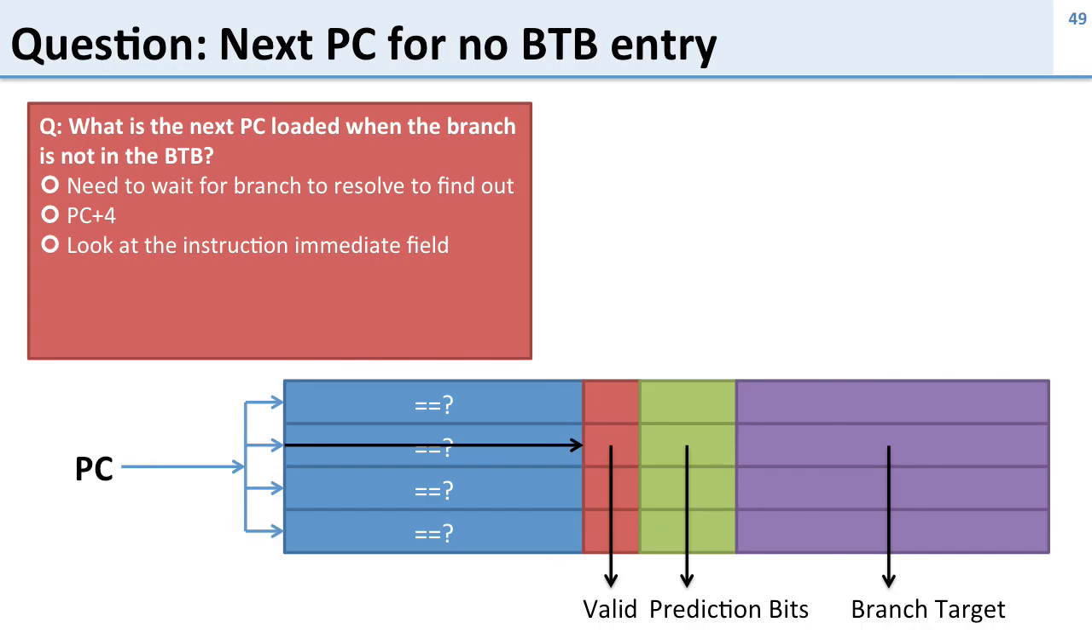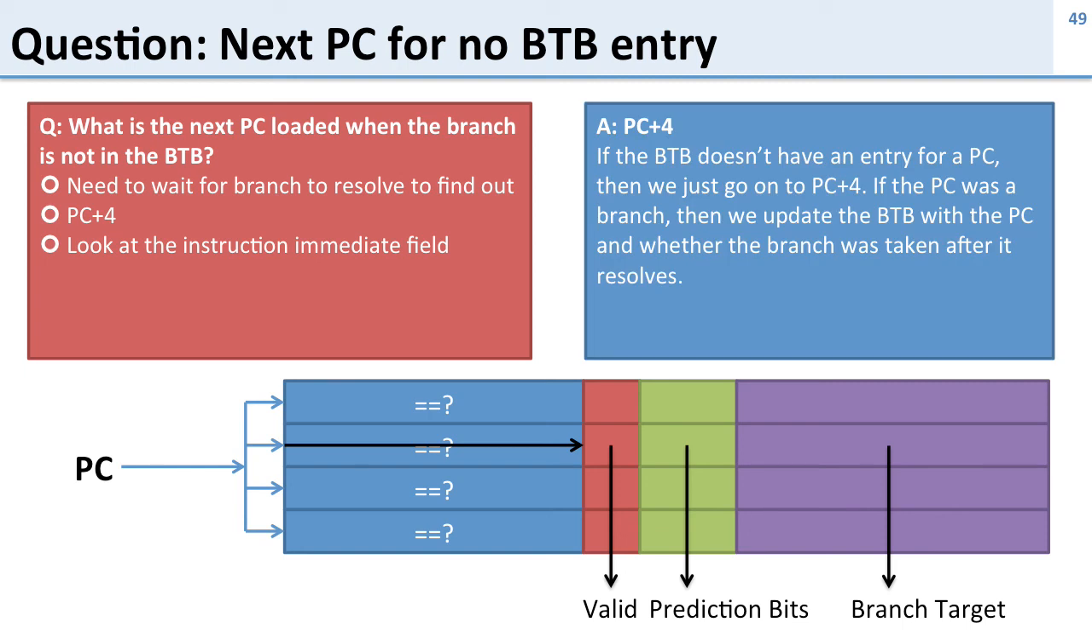So if the BTB says it's not a branch, what's the next PC that we load? Well, here we're going to do the standard thing. We're going to go PC plus 4. The branch target buffer doesn't have an entry for it, so we're going to assume that we go on to the next instruction. If it turns out that that instruction was a branch, then we're going to have to update the branch target buffer with that PC so that next time we'll know it's a branch, and we may have to go in and kill some instructions if we went in the wrong direction.